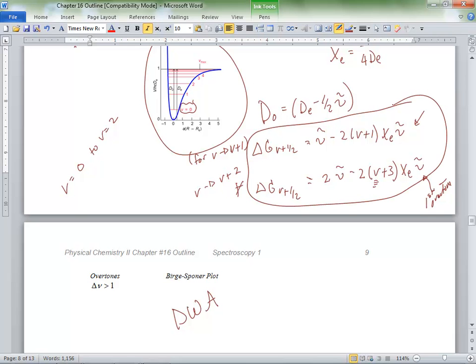Okay. So there's our 2 equations. We just solve for our 2 unknowns. Now remember, what do you have to plug in for V, though? The 0. In both of them. Because one's going from 0 to 1, the other one's going from 0 to 2. So V is going to be 0 in both of those.